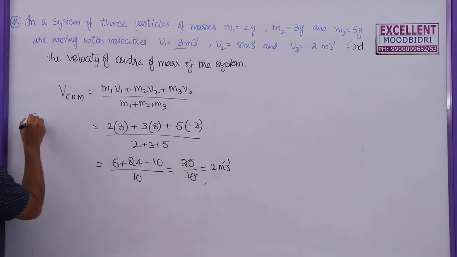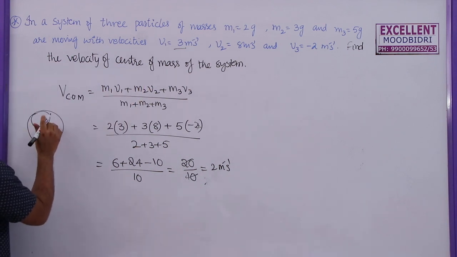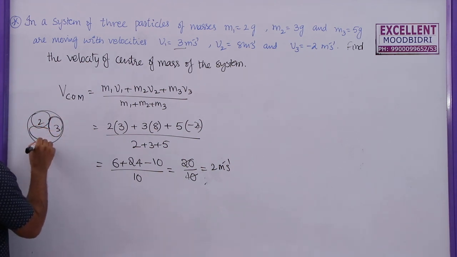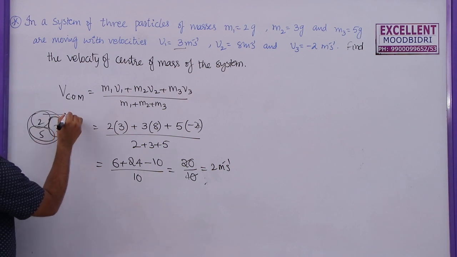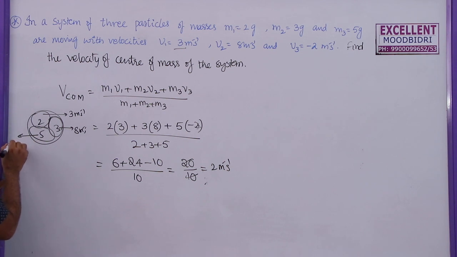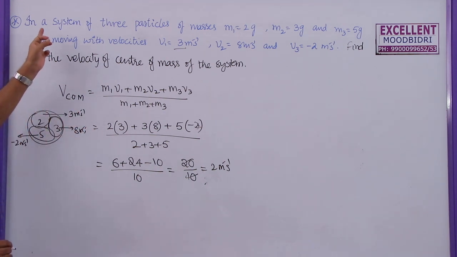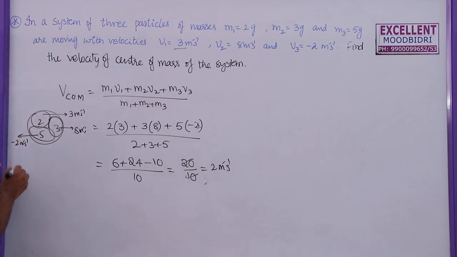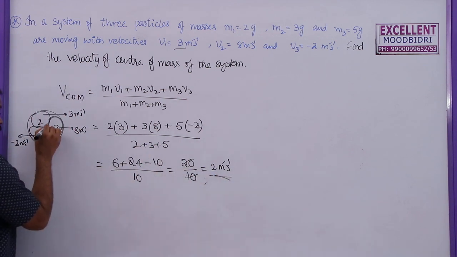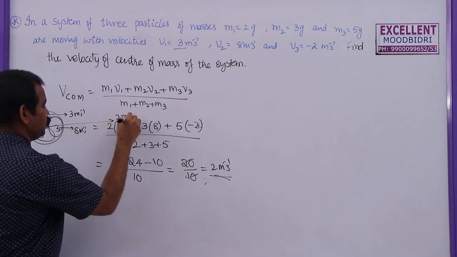Now in this problem, the system consists of 3 particles. One is 2 grams, the other one is 3 grams, the last one is 5 grams. This is moving in this direction at 3 meter per second. This is also moving in this direction at 8 meter per second, and this is moving in this direction at minus 2 meter per second. Remember, this is not a rigid body. For a rigid body, all the particles will move in the same direction. That's why I did not mention that one. This is a non-rigid or flexible body. So as a whole, this will get a velocity in this direction, meaning the center of mass of this system will get a velocity of 2 meter per second.